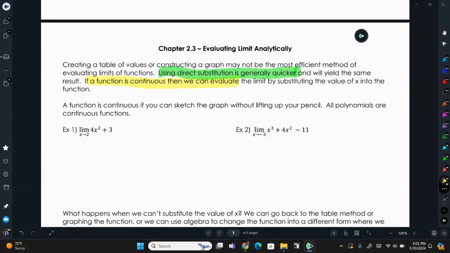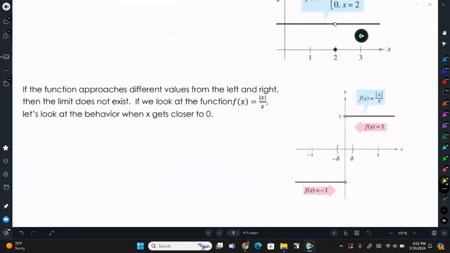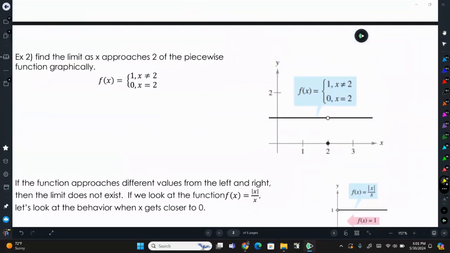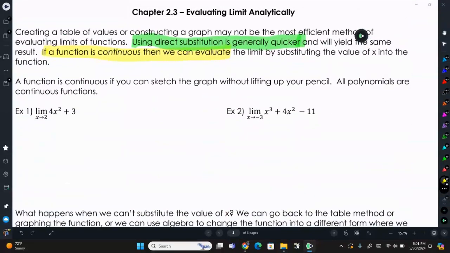Yesterday we had those weird looking graphs that had portions that were continuous, but they weren't continuous where we wanted to take that limit. Direct substitution generally will be more difficult for those piecewise functions where you have those lines going in different directions like this, or this is another type of piecewise function. So for those, you really probably need to graph those and see what's going on.